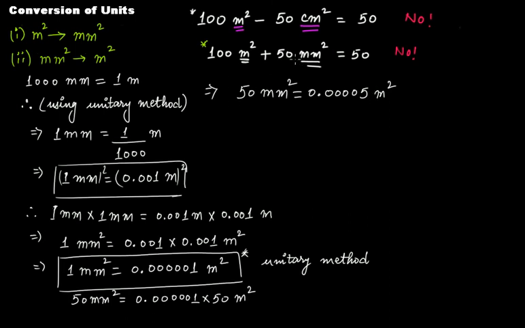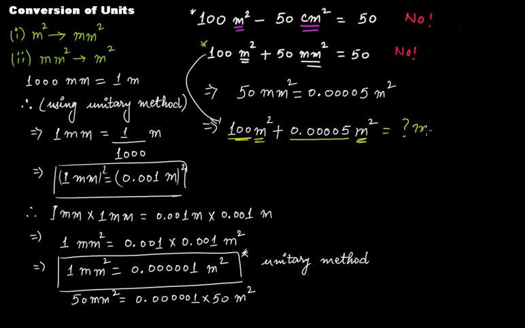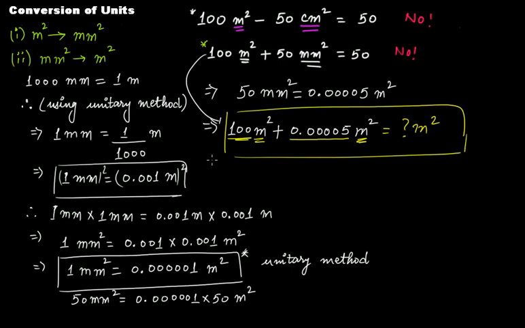So this is a value now you can put here. This gives you 100 meter square plus 0.4 zeros 1 2 3 4 and 5 meter square. Okay, now this is 100, this is 0.00005. Whatever value you get here, now you have meter square here, and this is also meter square. Simply put meter square there. That's the importance of conversion of units.